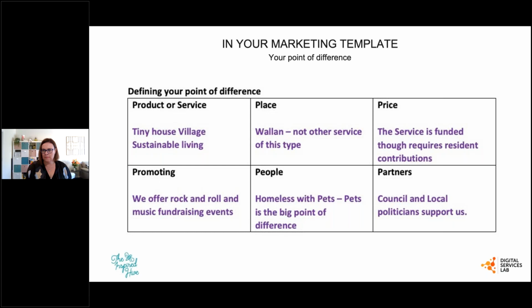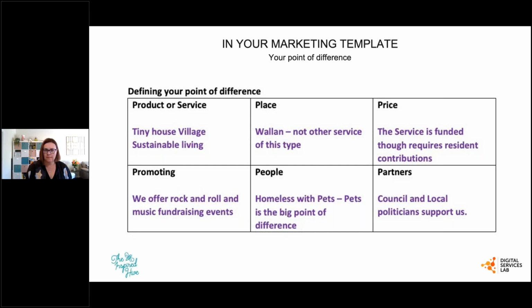So the product or service point of difference for Transition Village Wallen is that they have a tiny house village. It's very cool. It's a fairly new concept in Australia, although there are some other tiny house villages overseas, and they offer sustainable living. So that's another point of difference, because often homeless services don't offer sustainable living.